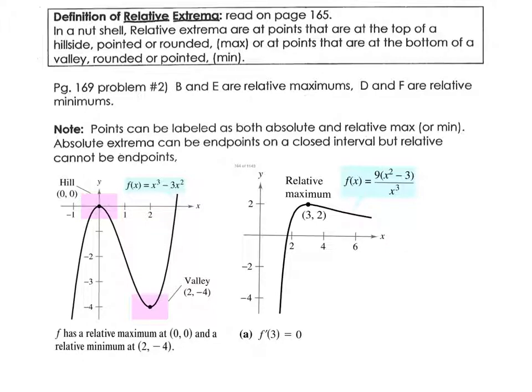It is important to note that points can be labeled as an absolute or relative max or min. So any point within an interval could be an absolute max or a relative max. However, you cannot have relative mins and maxes at endpoints. You can only have absolute mins and maxes at endpoints.